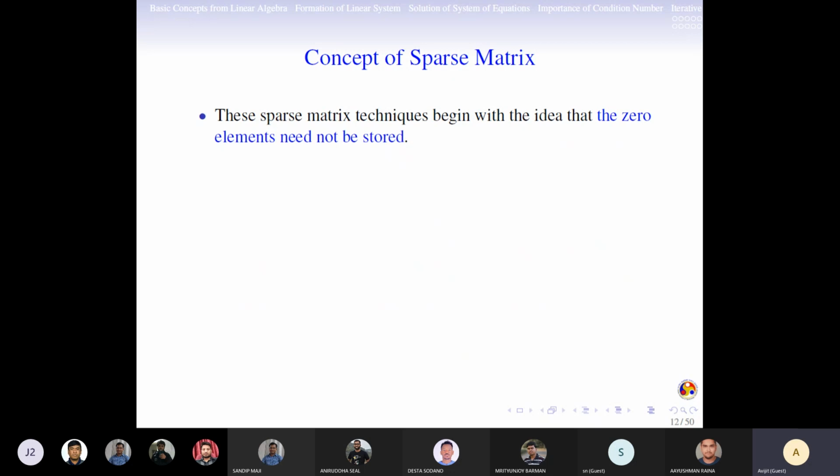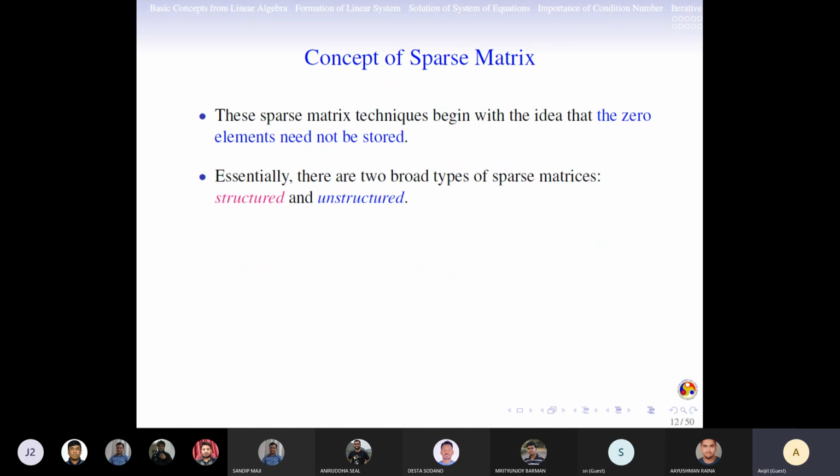Now we are coming to the concept of sparse matrix. The sparse matrix techniques begin with the idea that the zero elements need not be stored. That means if you have a matrix whose maximum elements are zero, when you store the whole matrix in your computation, it will take a lot of memory, and when you compute the inverse and other things, it will take a lot of time. So to avoid these things, we will use the sparse matrix techniques. In the sparse matrix techniques, only the non-zero elements are stored in the computer.